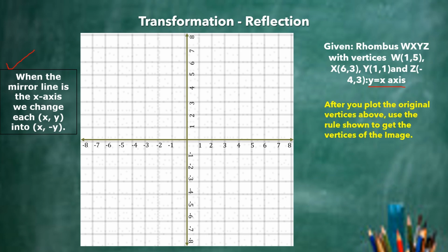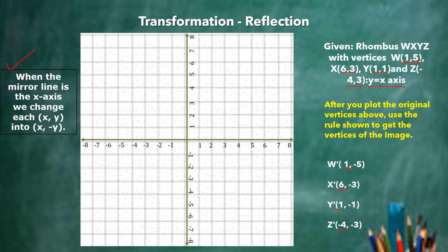So after you plot the original points again and get your rhombus, use that rule over to the left to get the vertices of the image. So looking at the coordinates for the pre-image up here, we have 1 and 5, 6 and 3, 1 and 1, and a negative 4 and 3. So our x's will remain the same. So that's why I still have a 1, I still have a 6, I still have a 1, I still have a negative 4. But now I need to take the negative of my y value.